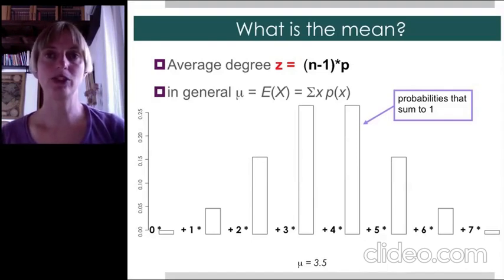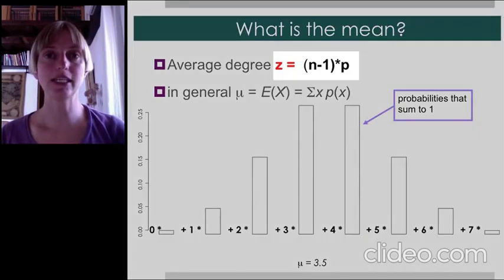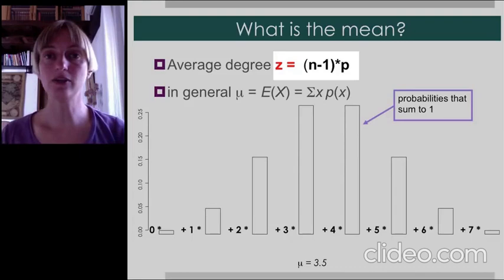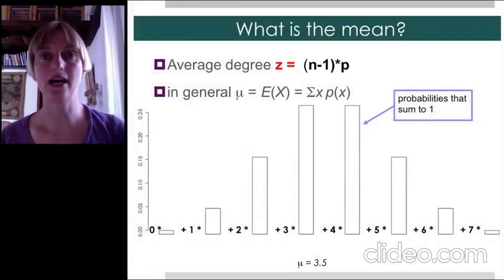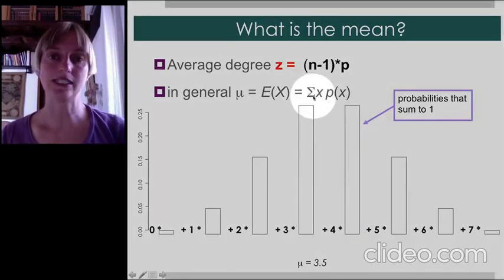Once you have this distribution, there are well-known properties such as the mean. The mean is going to give us the average degree. From the binomial distribution, we can tell that this average degree z is going to be equal to n minus 1 times p. And in general, if you had an arbitrary degree distribution, the way that you could calculate the mean is you just take the expected value, which is the sum over all the possible outcomes. Here we're interested in the degree x times the probability of x occurring.